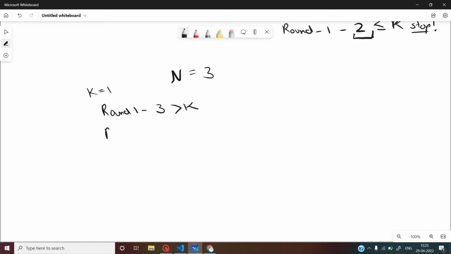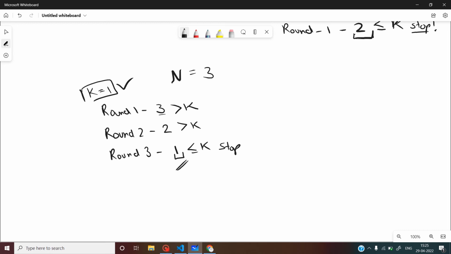Then since it is greater than k, we will move on to round 2. In round 2 there will be 3 minus k, that is 2 players left, which is still greater than k, so we will move on to round 3. In round 3 we will have 1 player remaining, which is smaller than or equal to k, so we will stop here, and we can check that we have exactly 1 player remaining in the last round, so this k can be included in our answer.